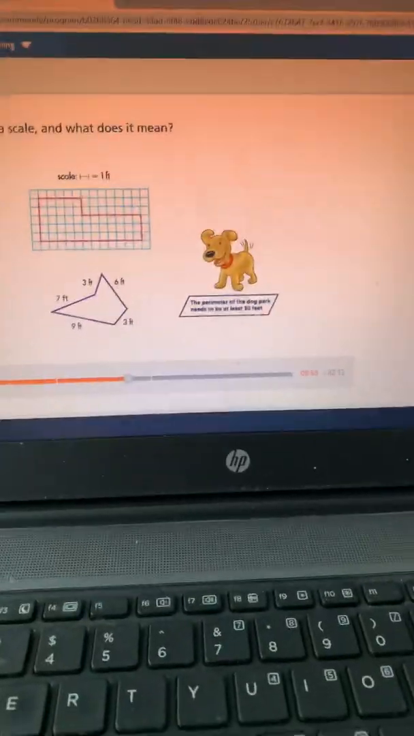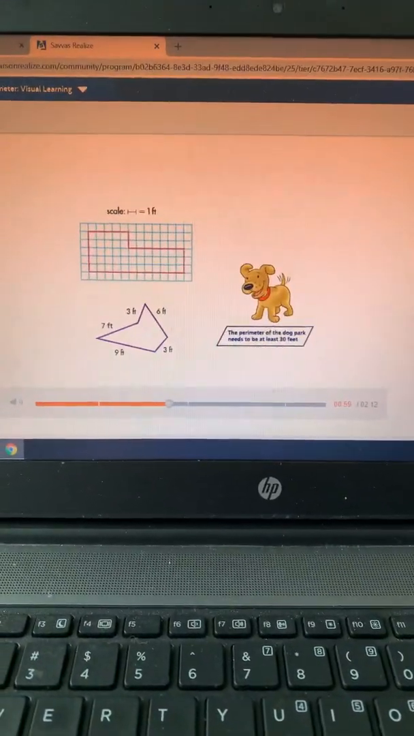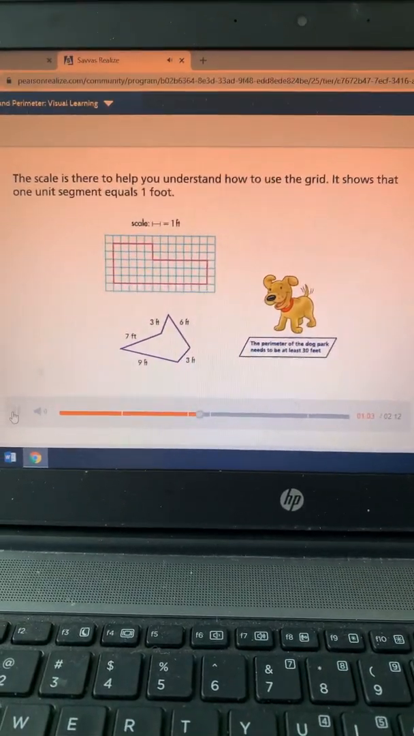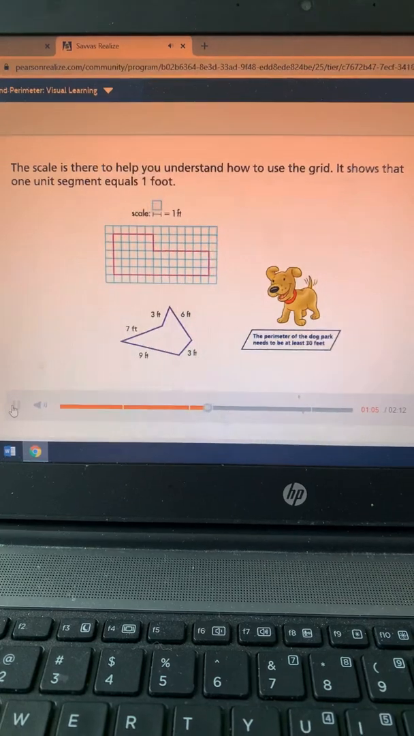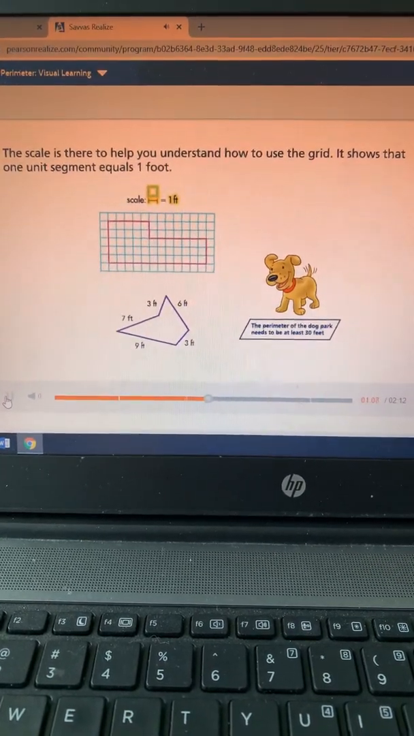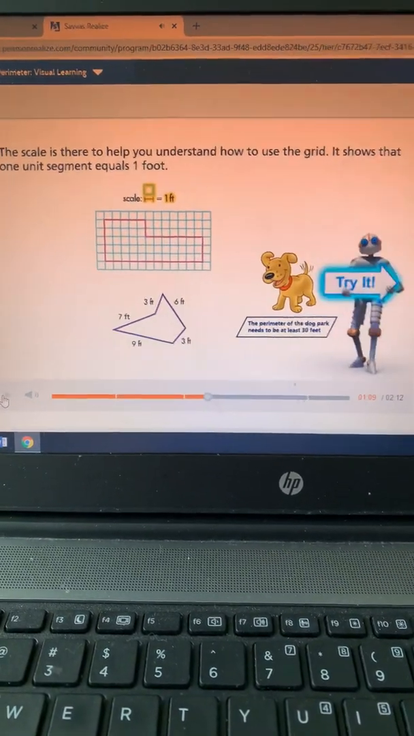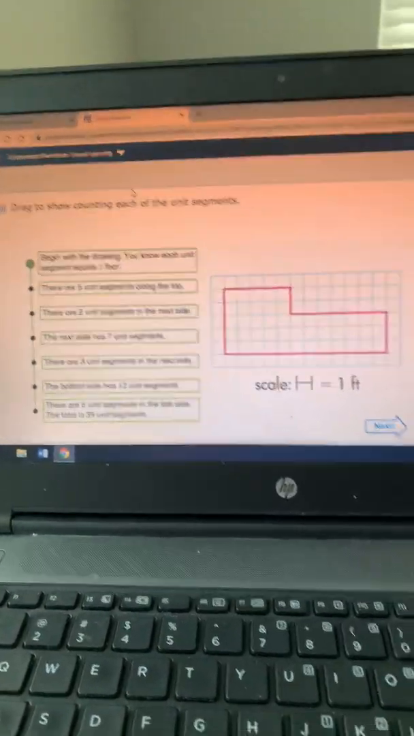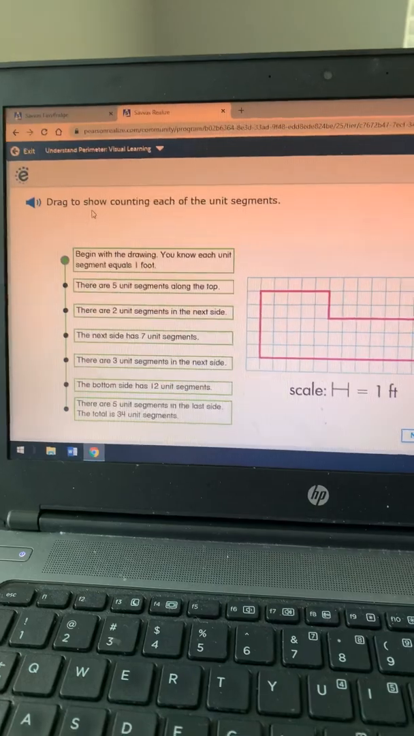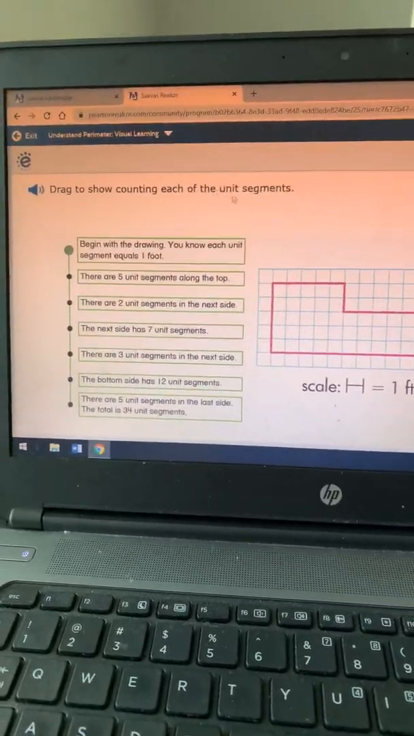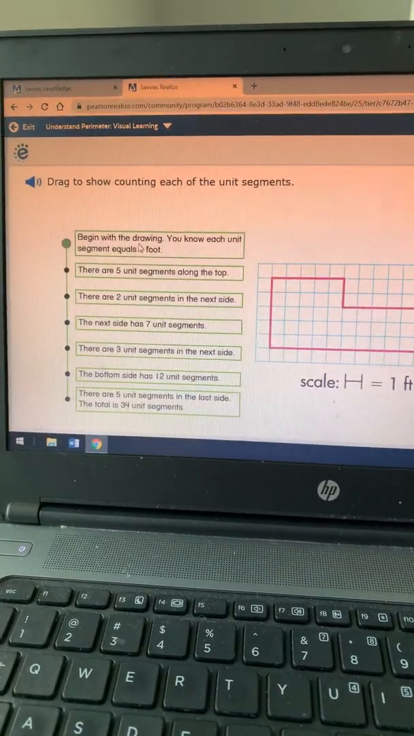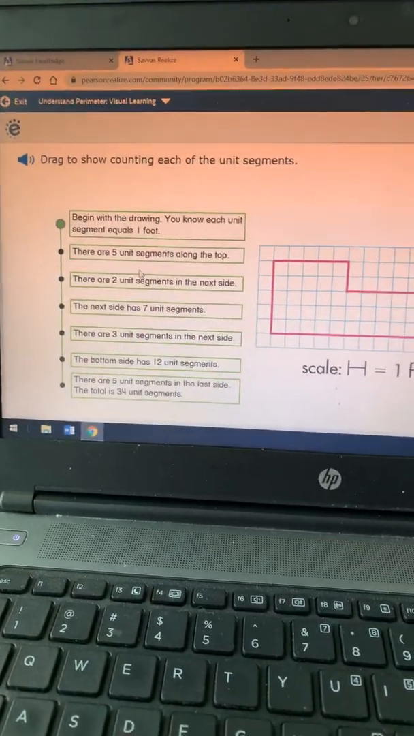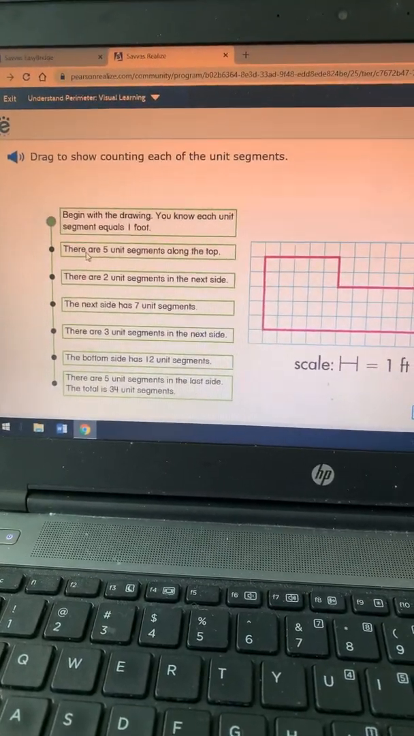All right. The scale is there to help you understand how to use the grid. It shows that 1 unit segment equals 1 foot. So drag to show counting each of the unit segments. Begin with the drawing. You know each unit segment equals 1 foot. There are 5 unit segments at the top.